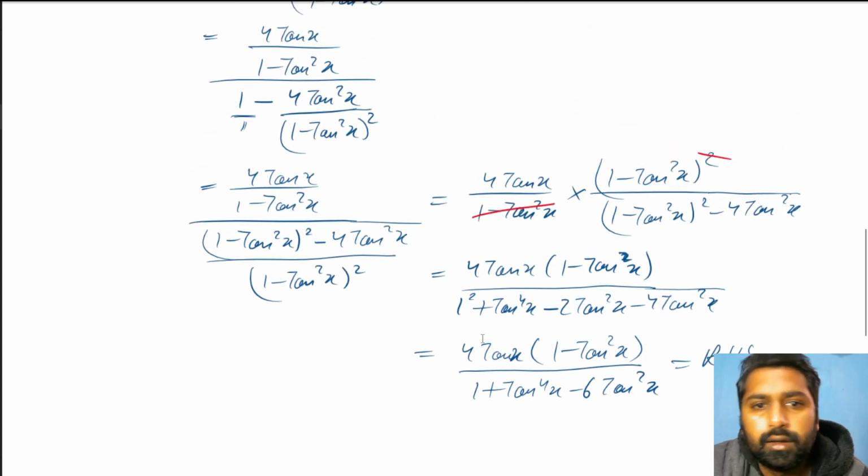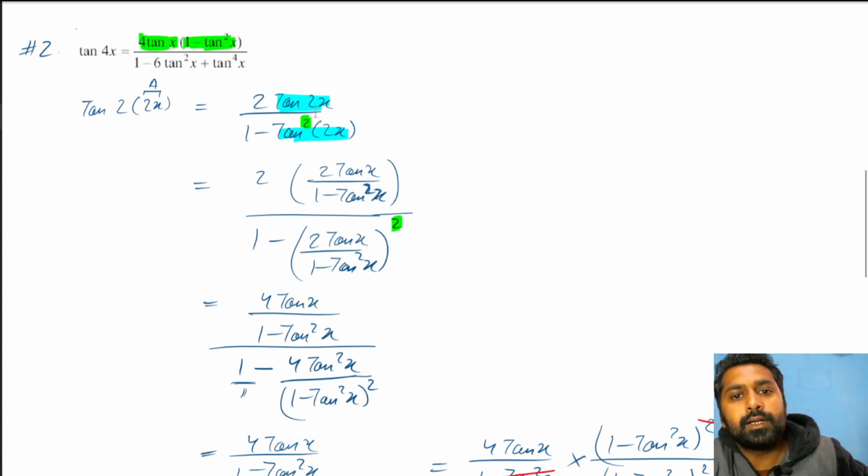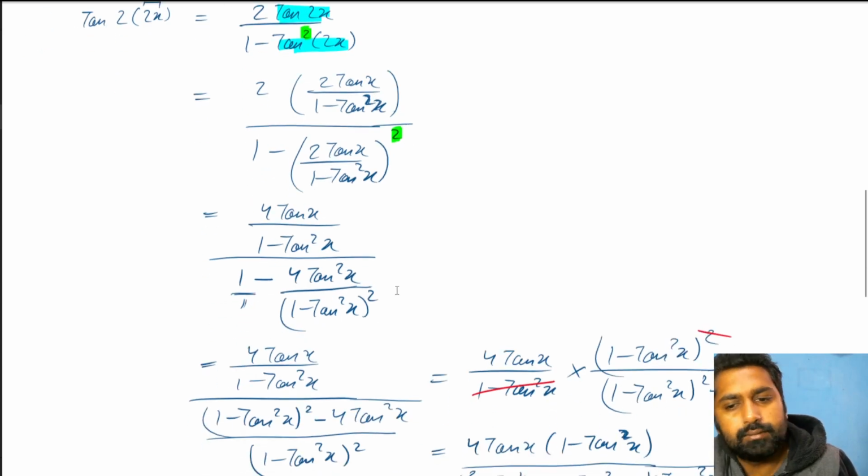So that was the idea. We opened it with 2 times 2x. 2x we called it as a, so I used the property of tan 2a, opened it, and then again tan 2x was there and I converted in tan x using the same identity again, and then just some mathematical manipulation and done. So how you open it, it depends a lot.